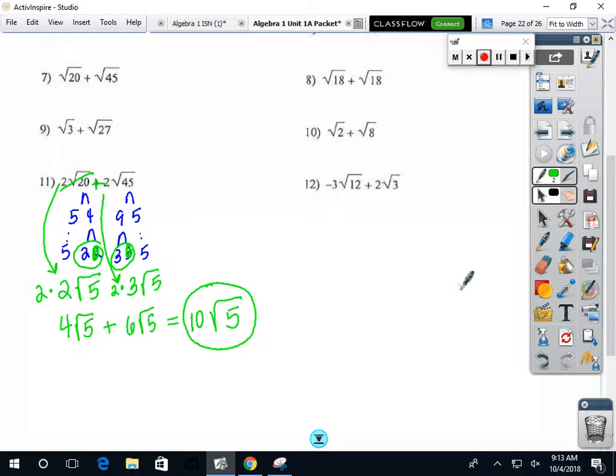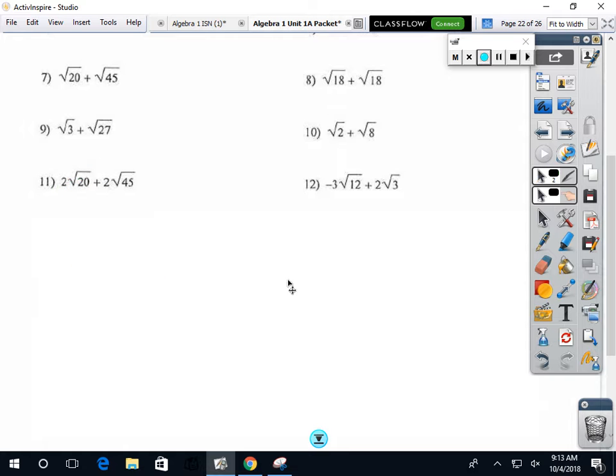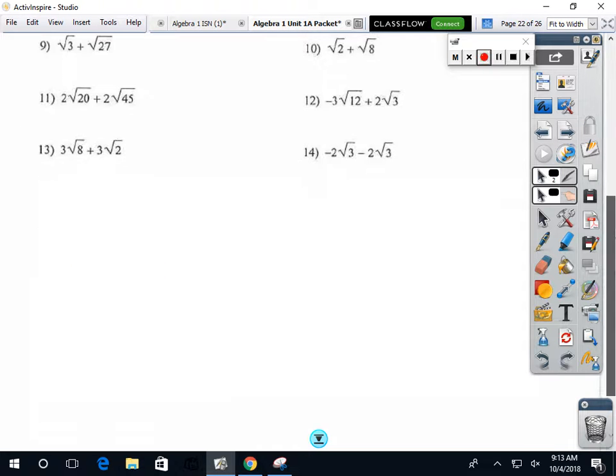All right, number 13. They want you to add them. Can they currently be added as they are? No. Why not? 2 different radicands, right? One's a radicand of 8, one's a radicand of 2. Well, 2 is simplified. You can't simplify that any further, but 8 can be simplified. 4 times 2, and then 2 times 2, and then drop that 2.